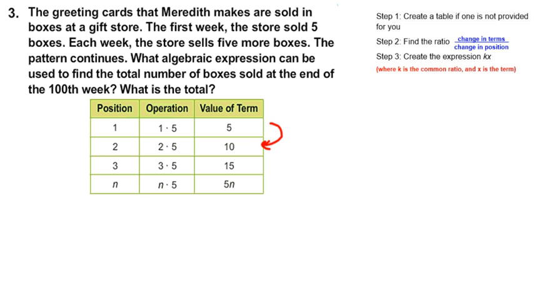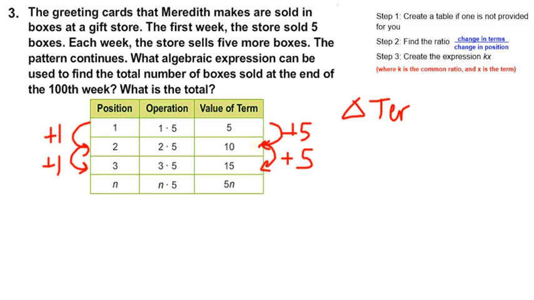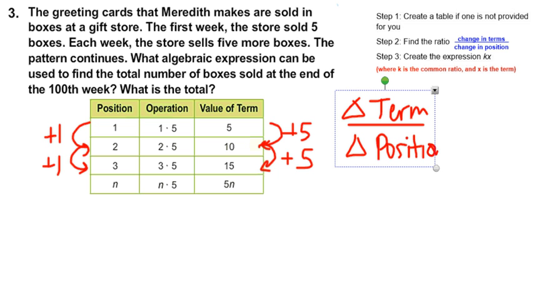So from 5 to 10, it was an increase of 5. 10 to 15, it was an increase of 5. And by the same token in your positions, it's an increase of 1. It's an increase of 1. So if we're going to talk about the change in the term over the change in the position, the terms changed by 5, and then the position changed by 1. So what we're actually multiplying by is 5. So we're going to multiply the position by 5.